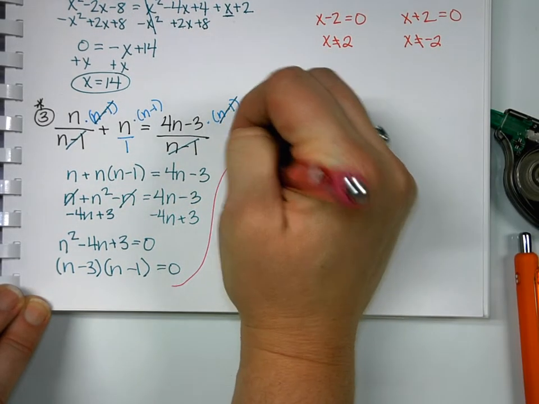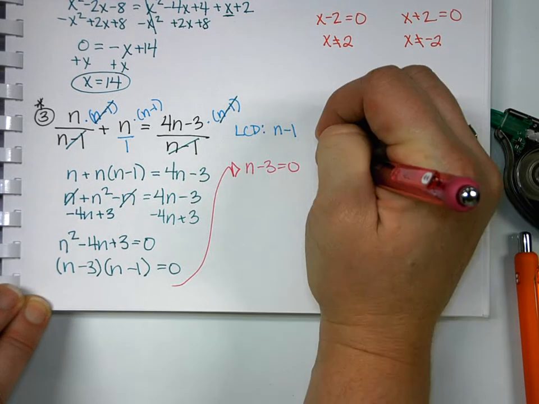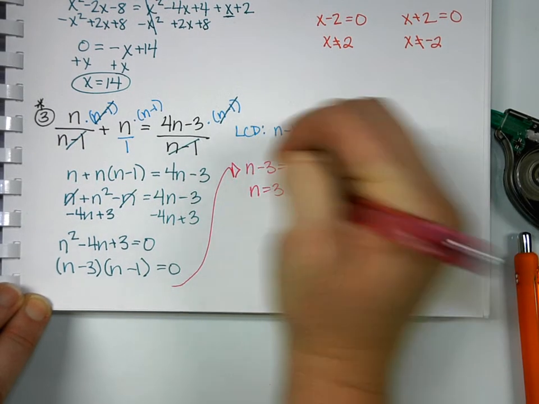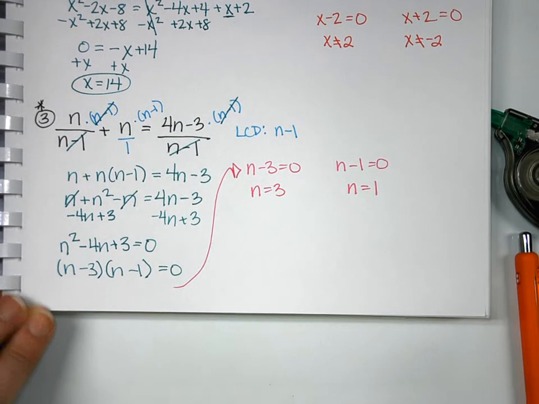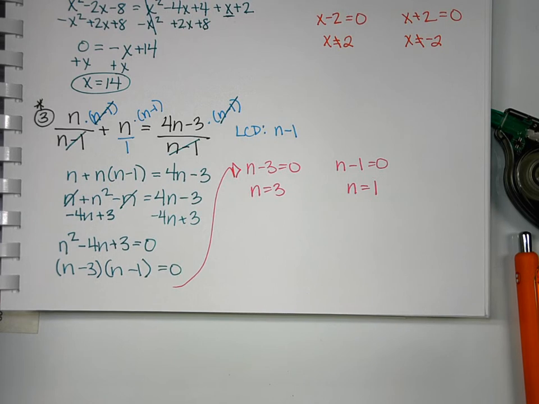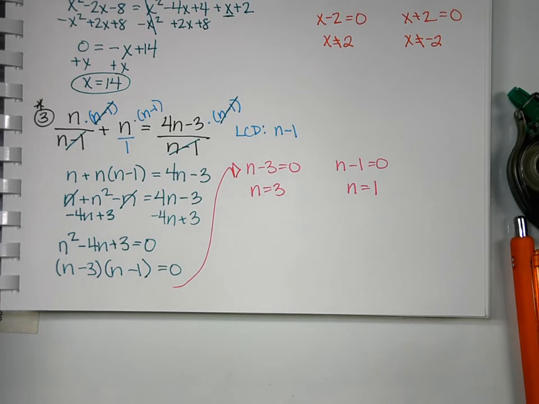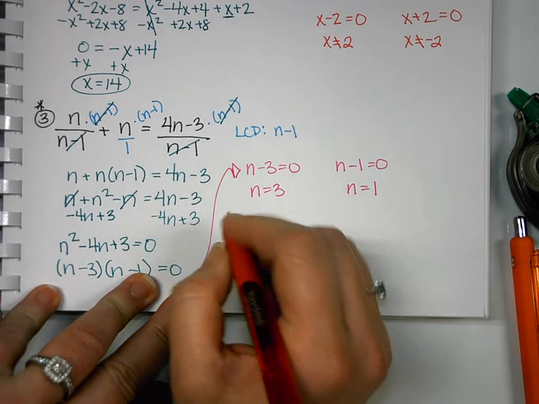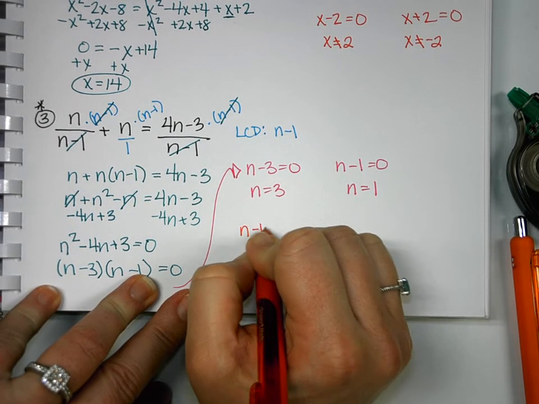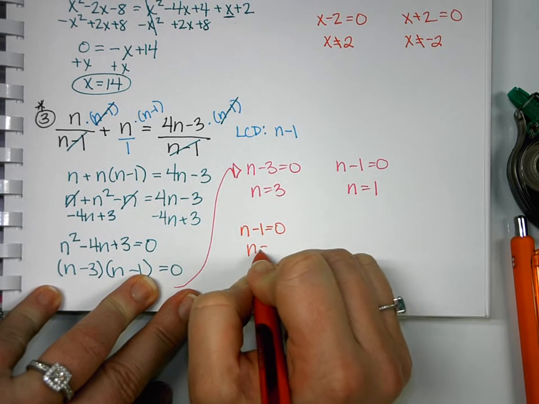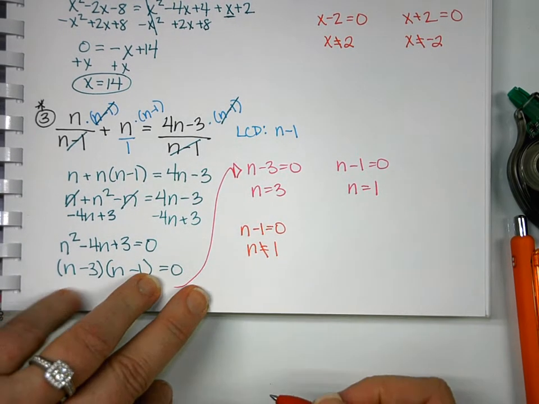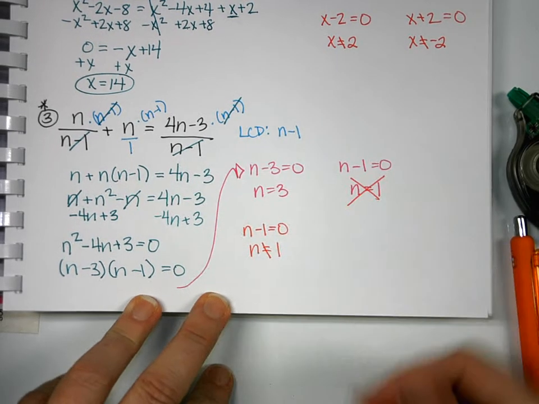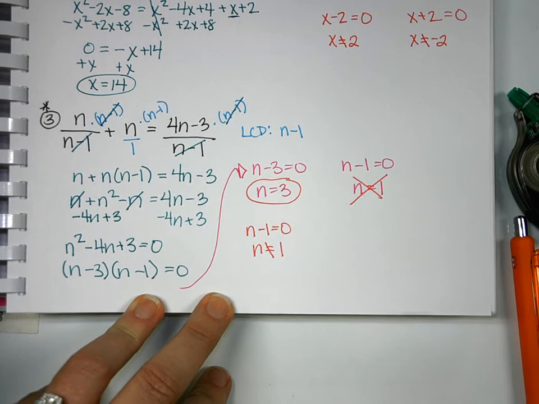Then take each of the factors and set it equal to 0. So when we solve, we get n is equal to 3 and n is equal to 1. Okay, but we haven't checked our restrictions yet because we do have a variable in the denominator. So when I come over to do my restrictions, n minus 1 equals 0. n cannot equal 1. Well, we got 1 as our answer. We're going to cross that off, and our only answer will be 3.